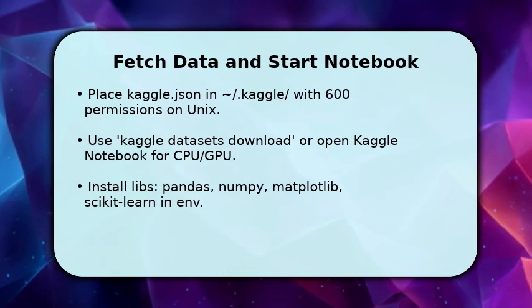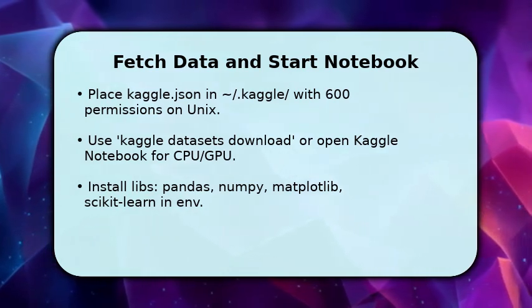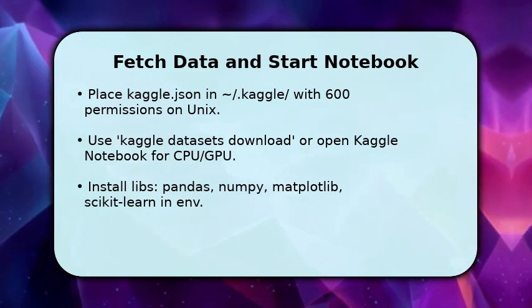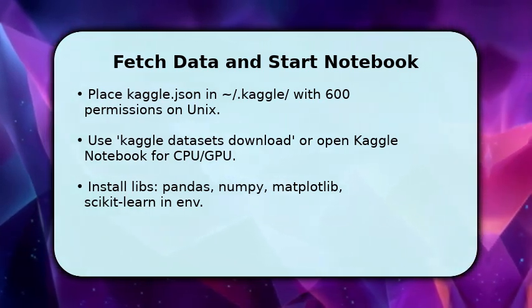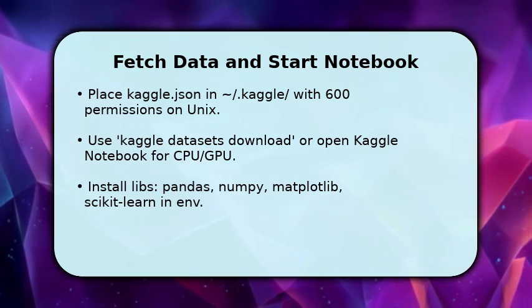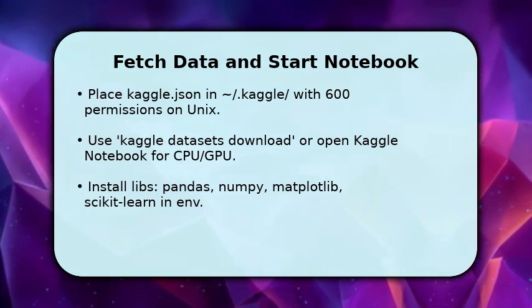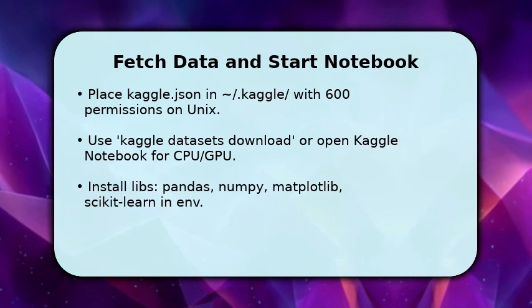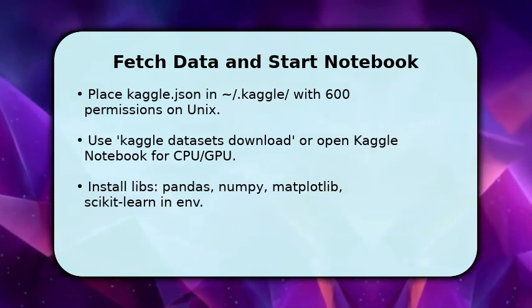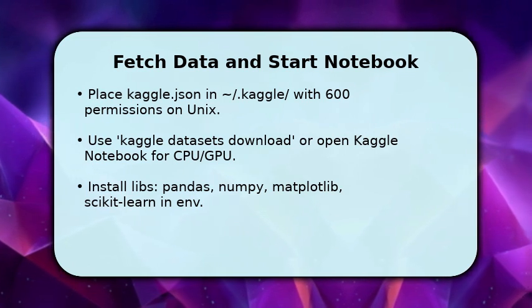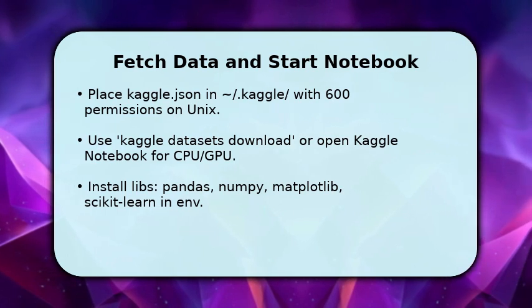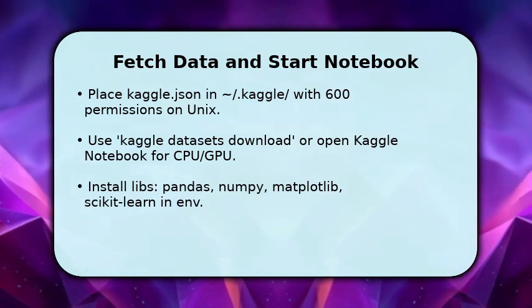Next, fetch data and launch your code. You will place Kaggle JSON in the proper directory and set secure permissions. This authorizes the CLI. Then use Kaggle datasets download to pull files, or, alternatively, open a Kaggle notebook to avoid local setup. Install pandas, numpy, matplotlib, and scikit-learn in your environment so you can explore and model. Once the data is local or in the notebook, load it with pandas and inspect head, shape, and dtypes to plan cleaning and feature steps.